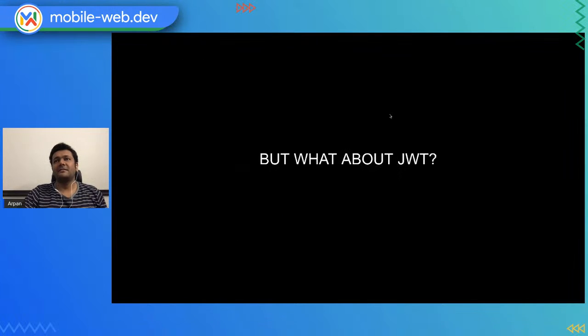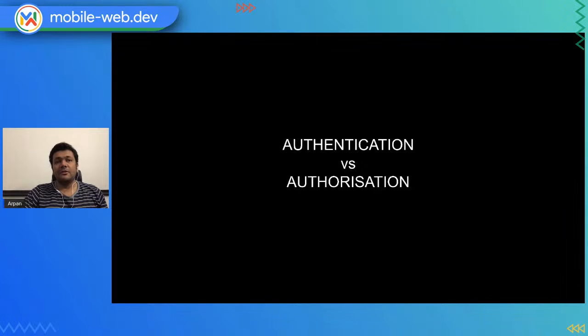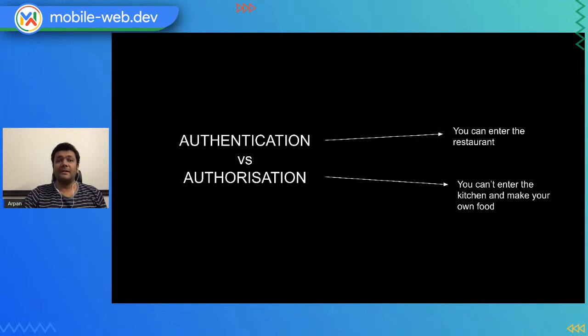Okay, coming back. Before JWT, we need to understand the difference between authentication and authorization, with a very simple example. Authentication means you can enter the restaurant. Authorization means you can enter the restaurant, but you cannot go and make your own food, right? You as a customer only have permissions to order the food, eat it, pay for it, and go back.